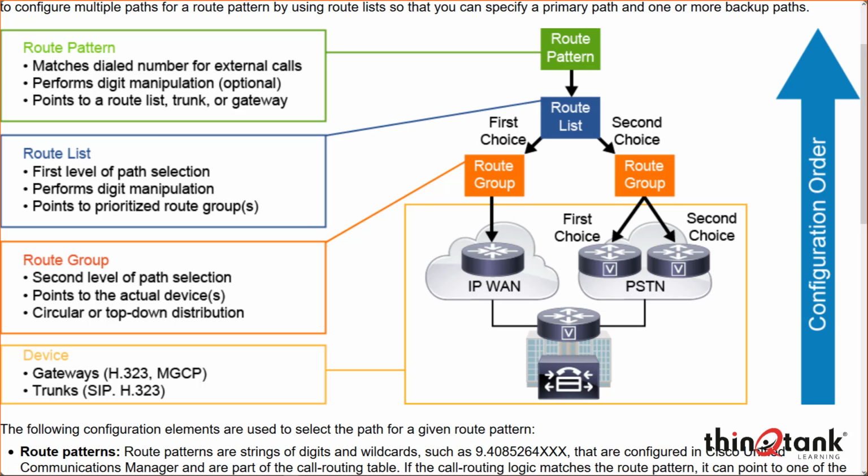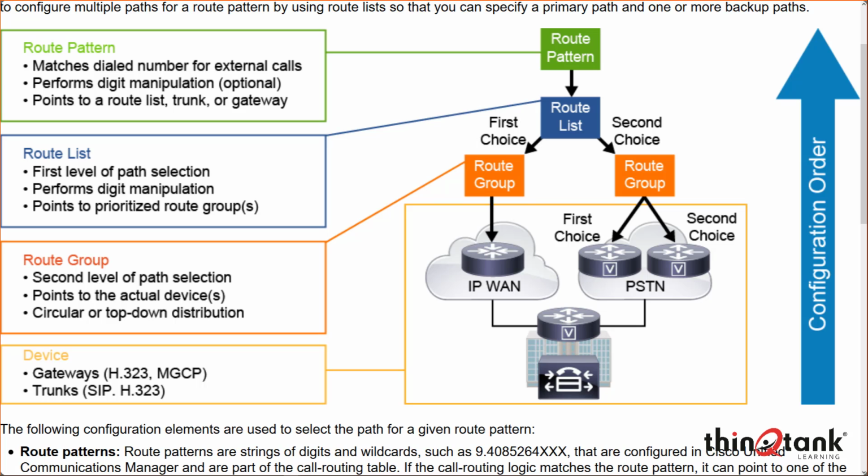I think you guys have a good idea of what a route pattern is. You can point a route pattern directly to a device, like a trunk or a gateway, or you can point a route pattern to a route list. It's really important: if you point a route pattern to a trunk directly, like a SIP trunk or some other trunk, or you point a route pattern to a gateway, that gateway or that trunk can no longer be a member of a particular route group.